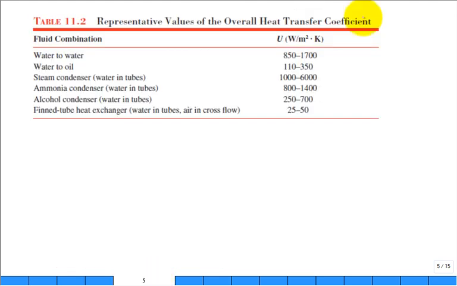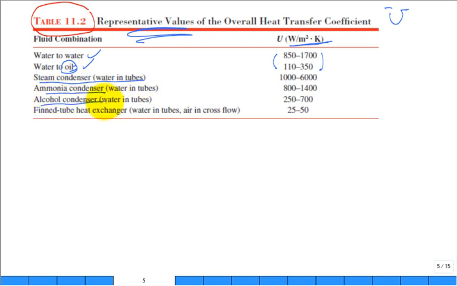Take a look at this table, 11.2. They have representative values of the overall heat transfer coefficient in these units. And you've got water to water, water to oil. Those are pretty good values. The oil may be a little lower conductivity, hence it's a little lower, right? U for water to oil. Here you have steam condensing and water tubes, ammonia condensing, alcohol condensing. Those are all pretty good, pretty high.